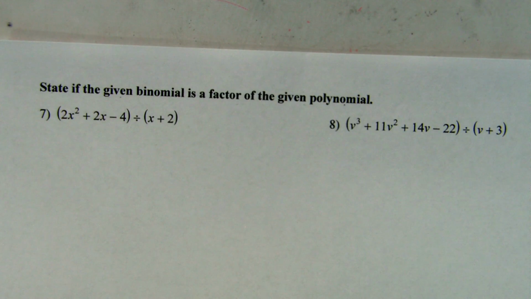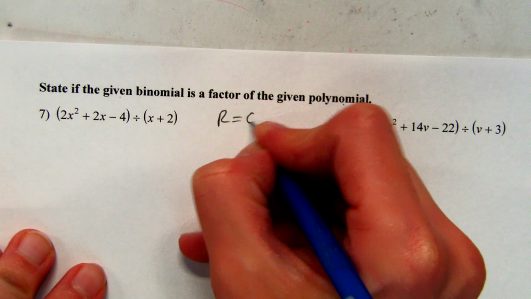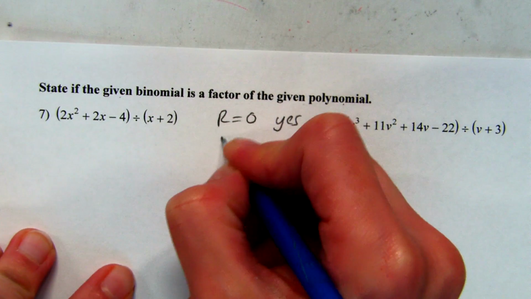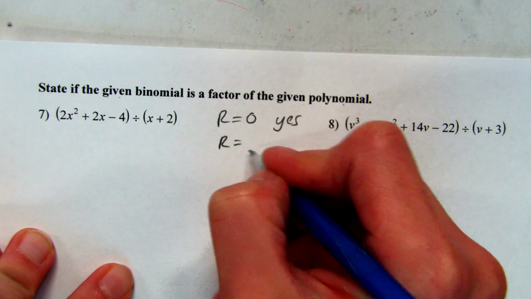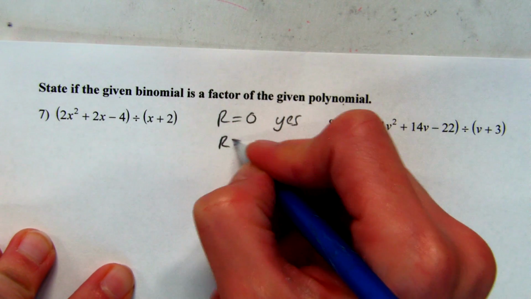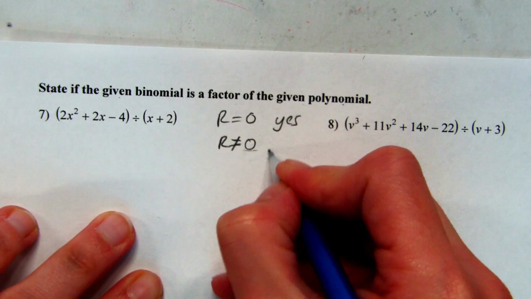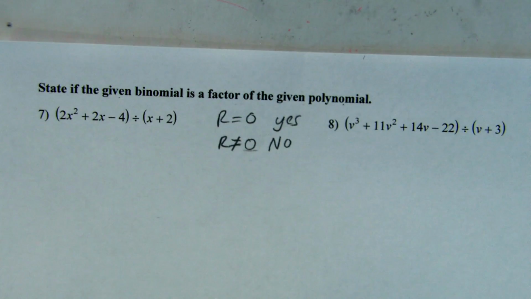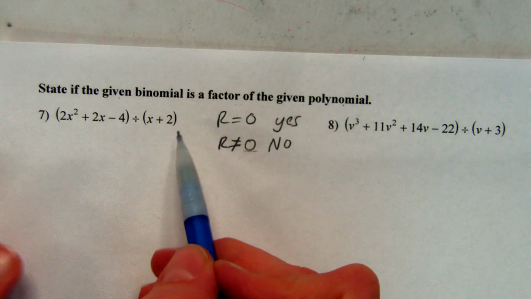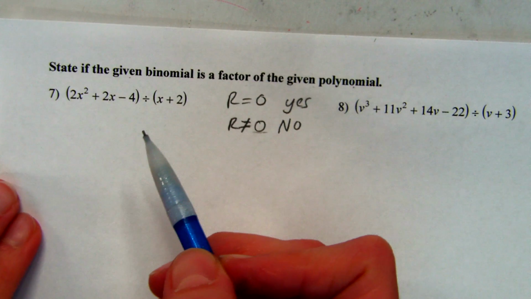So if the remainder is 0, we're going to say yes. And if the remainder equals anything else that's not 0, then we're going to say no. Because basically it's just a matter of whether it divides evenly or not. All right, so you basically just do synthetic division like we did on the first page.